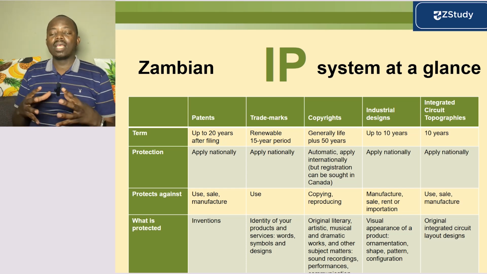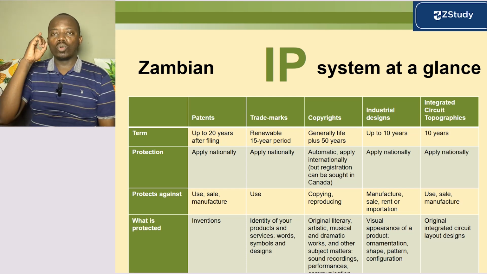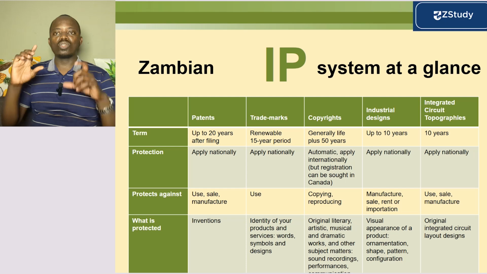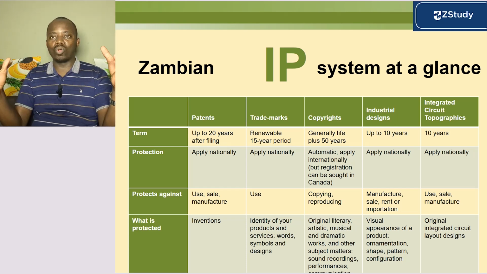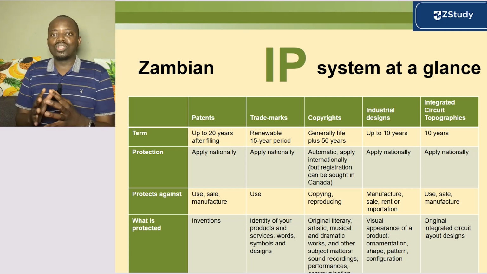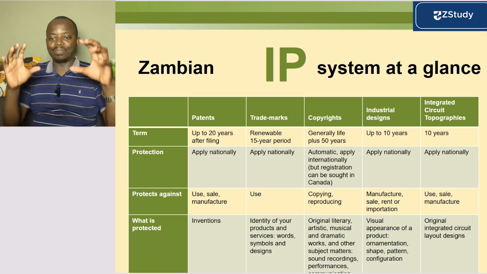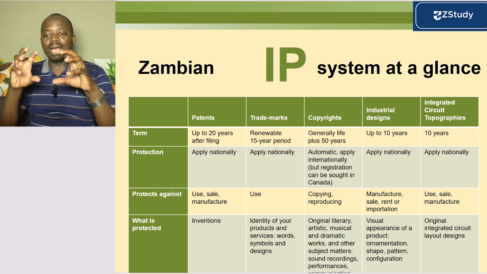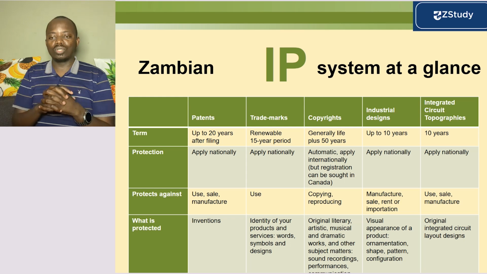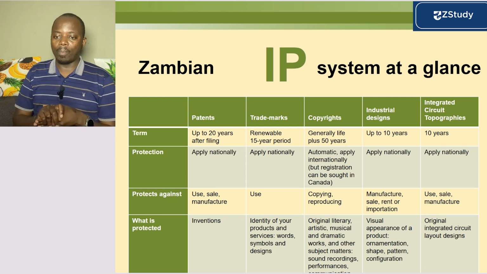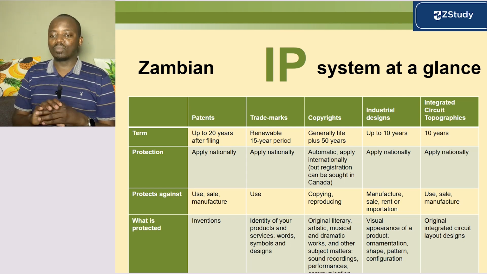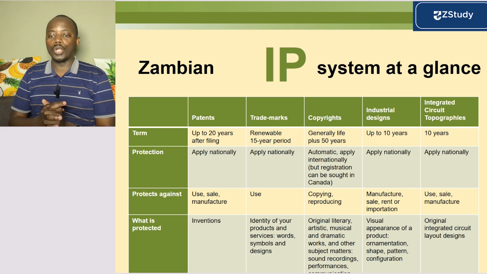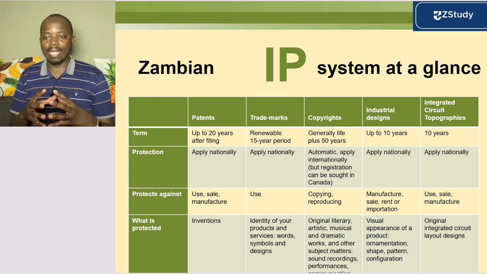Then copyright protects from reproducing. So no one can go and reproduce my book. No one can go and reproduce your song. It can't be done in that manner because you are not allowed to copy. That's what copyright protects against. It protects against copying or reproducing somebody's work.